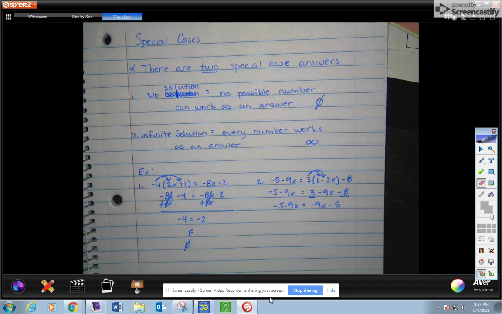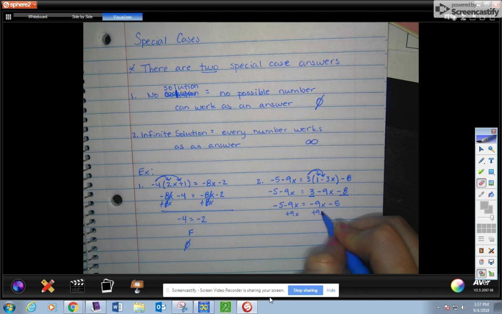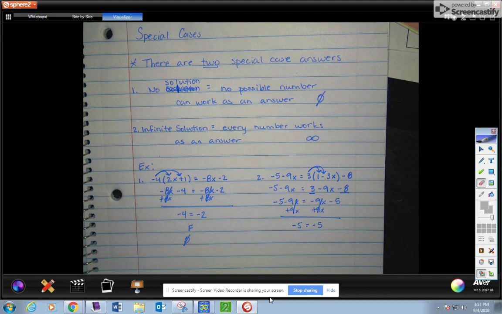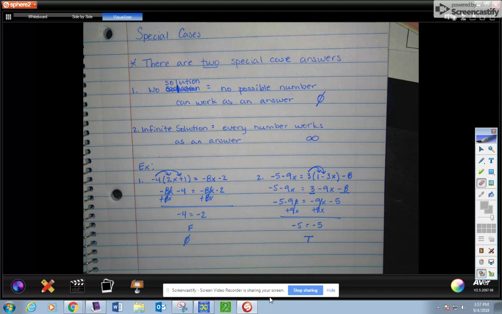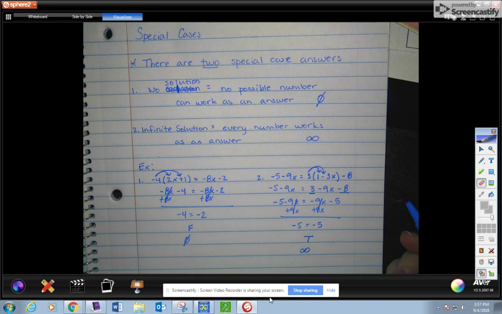Now I move my smaller variable. Again, they're the exact same sign, so you can pick whichever way you want to work, and we are going to add the 9x, which makes it cancel on both sides, so you have -5 = -5. This time, this problem is a true statement. -5 does equal -5, so your answer is an infinite solution. That means every single number will work. You can put any number in x, and it will work for you.